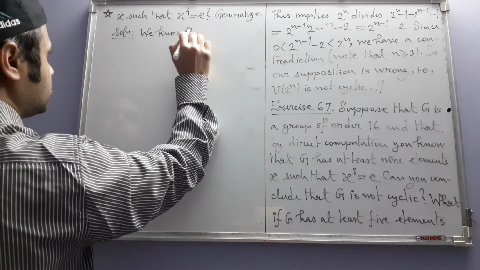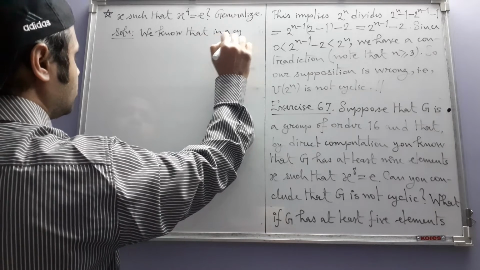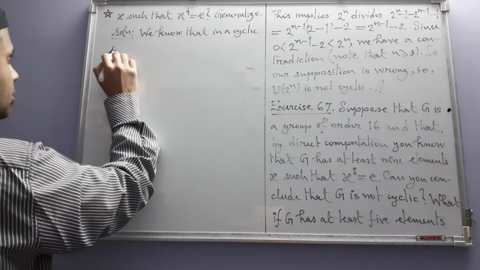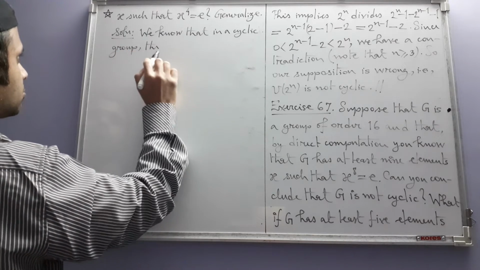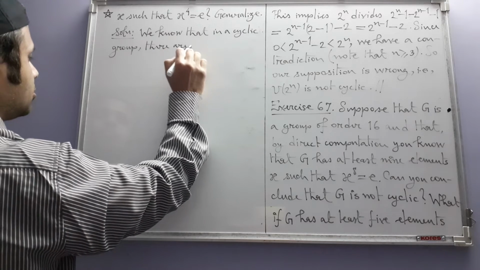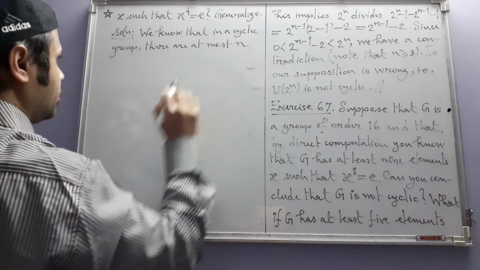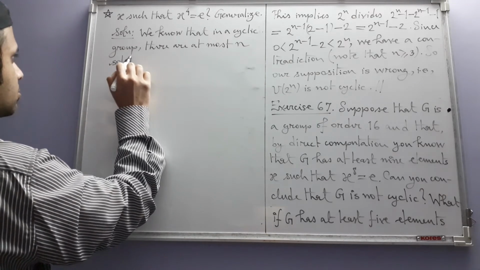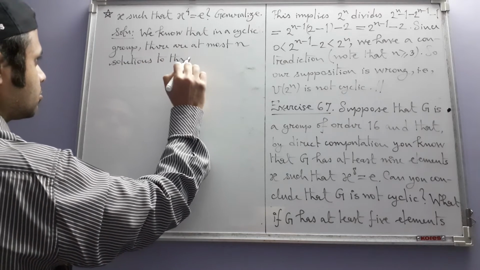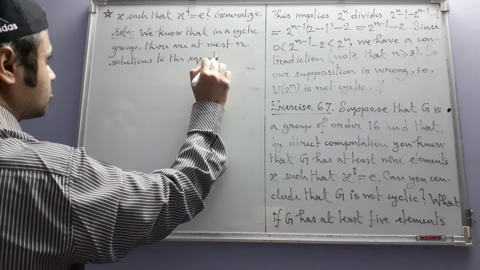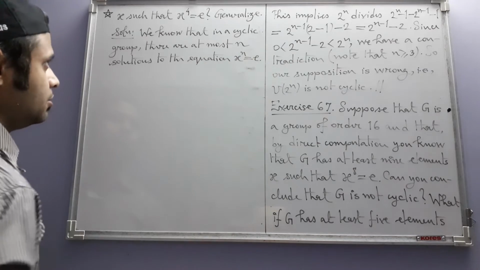We know that in a cyclic group there are at most n solutions to the equation x to the power n equal to e.